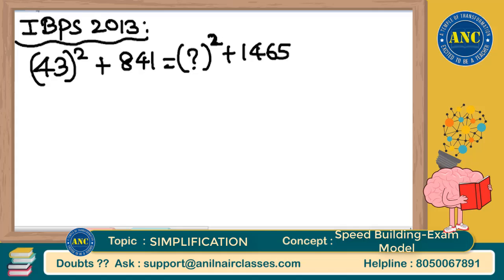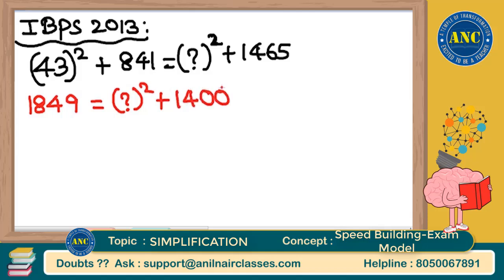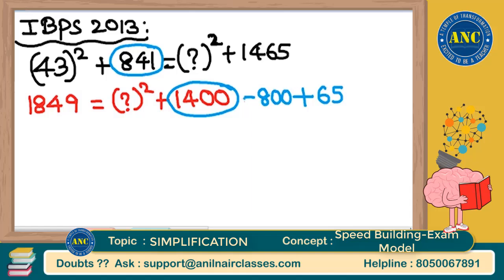Listen carefully, sir. Now, can I say that 43 square, I taught you how to find 43 square in yesterday's class. Sorry, sir, I will not be teaching you again. 43 square is 1849, right? 43 square is 1849. This is equal to question mark square. This 1465, I will write it as 1400. Why? I want this number to be a beautiful number. Another 65, I will write it again. This 841, if it comes to the right hand side, I will write it as 841 with a minus. Why? Because I want it to be a beautiful number. And another 41, write it again here.